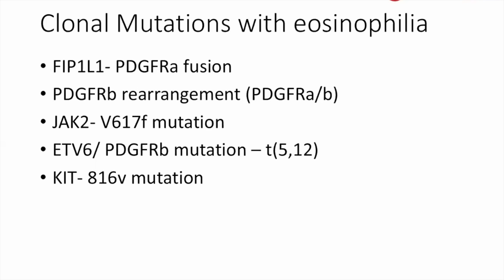With this, some T-ALLs compared to B-ALLs can have eosinophilias at presentation. Now, these are the specific mutations which we send through NGS in which you are looking for clonal eosinophilia. So the mutations are FIP1L1-PDGFRA fusion, PDGFRB rearrangement, JAK2 V617F mutation, ETV6-PDGFRB mutation, translocation 5;21, and KIT D816V mutation. So this is sent in NGS, and if we get these fusion mutations like PDGFRA fusion and PDGFRB mutation, then we can start with treatment of imatinib.